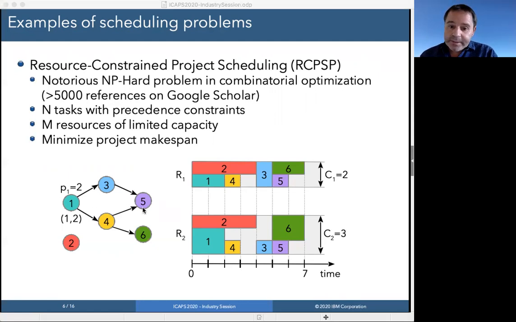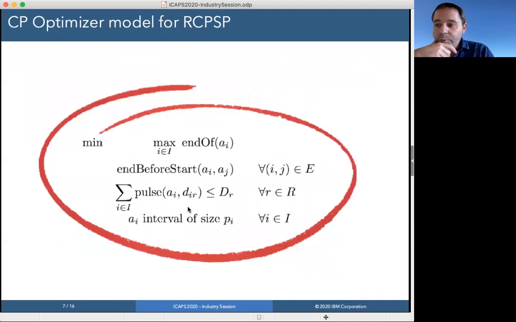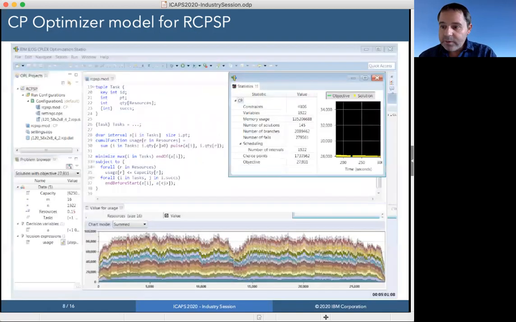So here is the mathematical formulation of the problem in CP Optimizer. As you can see, the model is using interval variables, a_i, to represent the tasks, and it posts some precedence constraints between the decision variables of the problem. It also creates a function that describes the evolution of the resource usage over time and posts a constraint on the maximum value of this function. Okay, so it is difficult to think of a more compact model.